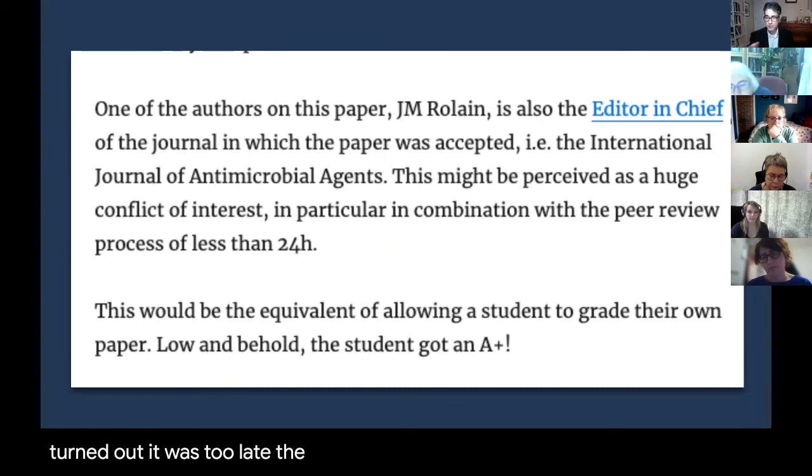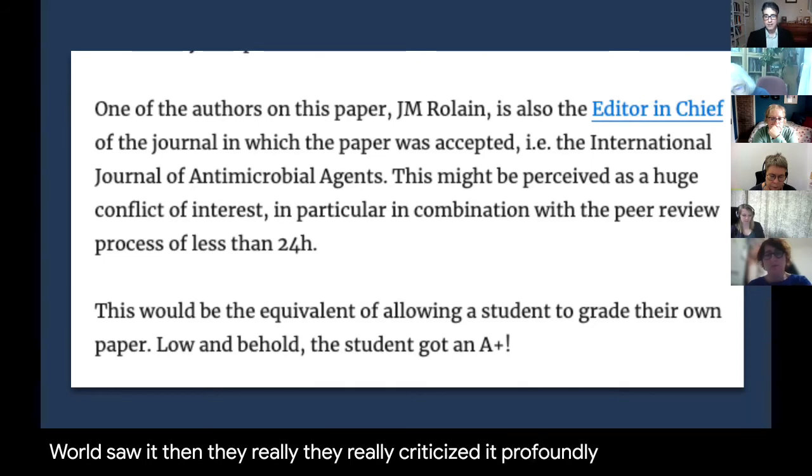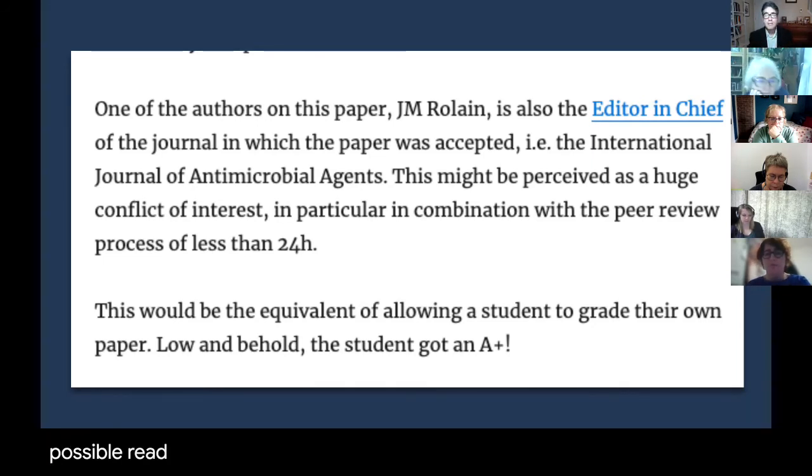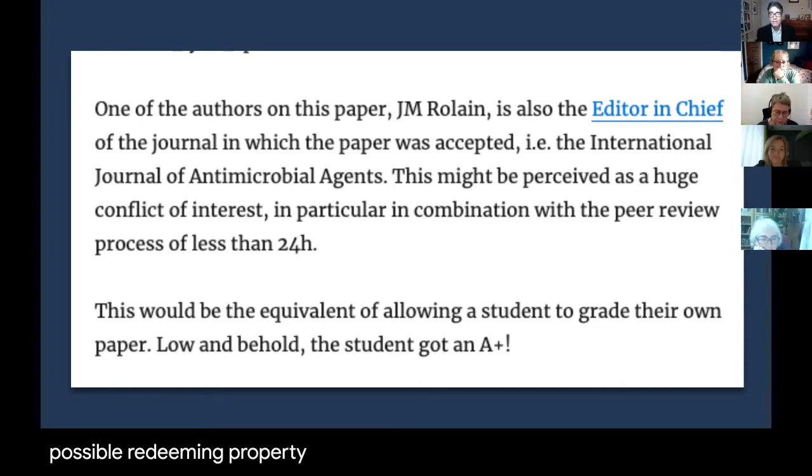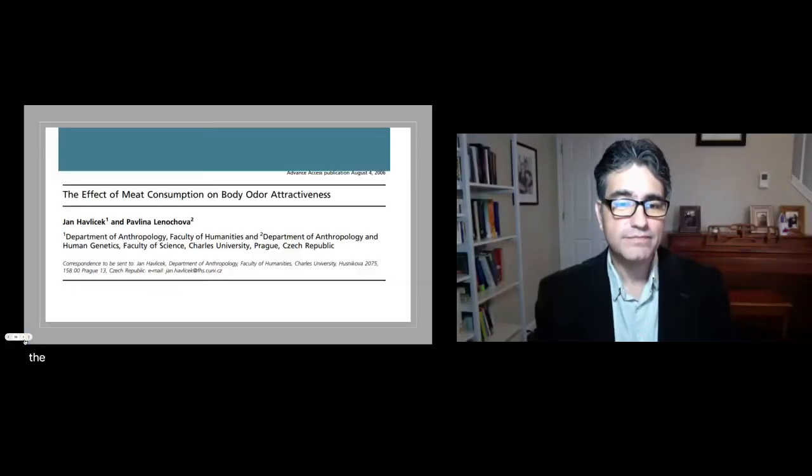The paper was published. And then when the science world saw it, they criticized it profoundly. And then any possible redeeming property of the research was overshadowed by the defects that people found in the method and the lack of discussion of those defects in the paper.